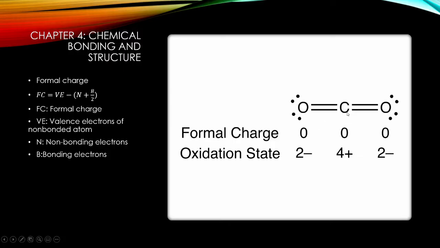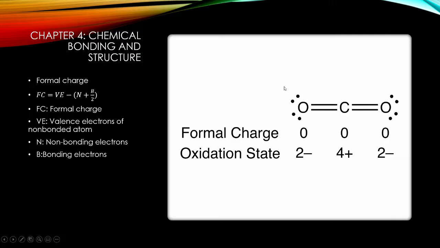For carbon, we know that it's number 6 in the periodic table, so it has 2 in the inner shell and 4 electrons in the outer shell. So valence electrons equals 4, and then we subtract the non-bonding electrons, which in this case is 0 because they're all bonding, and then the bonding electrons divided by 2, and this is basically the same as how many bonds it has, because for each bond there's 2 electrons. So we have 8 bonding electrons divided by 2 equals 4. So we get 4 minus 0 plus 4, which is 0. So carbon has a formal charge of 0.